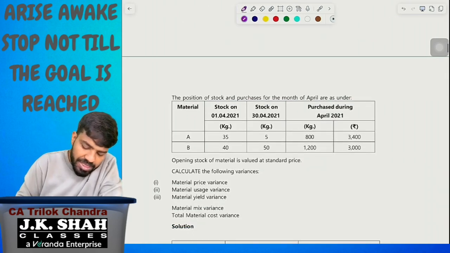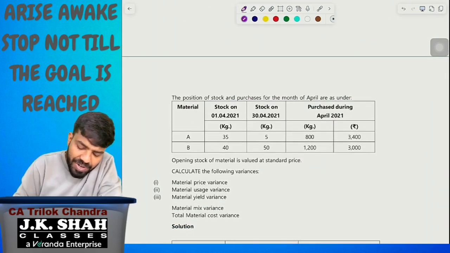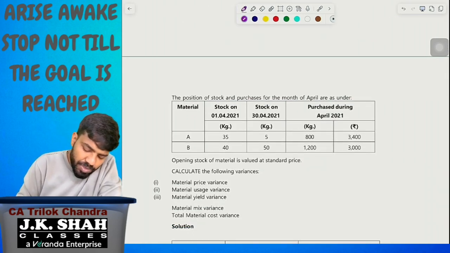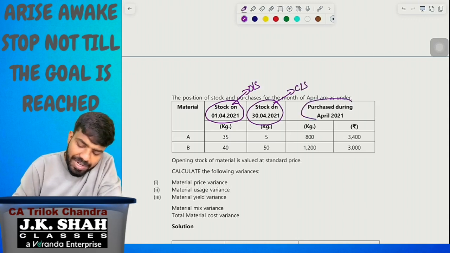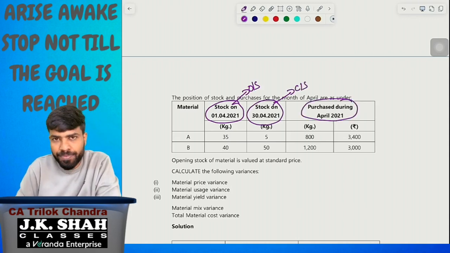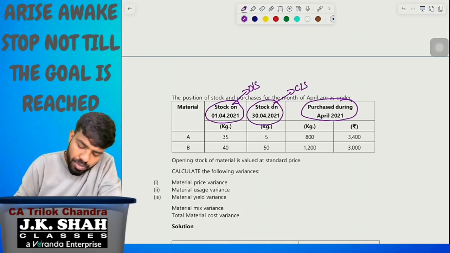Now the position of stock and purchases for the month of April are as under. So this is stock as on 1/4/2021, nothing but opening stock. Stock as on 30/4/2021, nothing but closing stock. And this is the purchases during April 2021. For purchases they have given kgs and value.